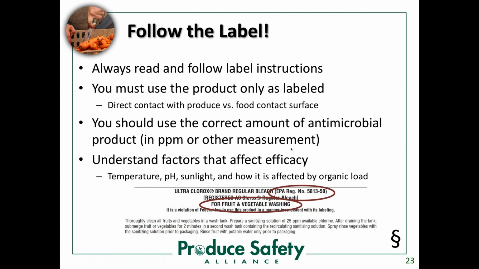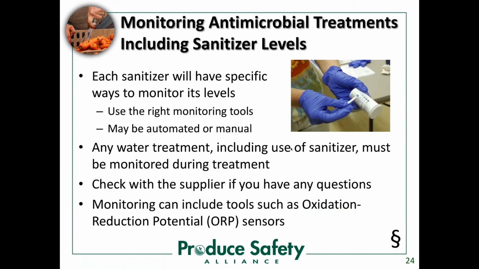And here's an example of a label. I just hammered Clorox, but this particular one is for fruit and vegetable washing. So if it's on the label, then it's okay. It gives you the exact descriptions here, how to use it as a sanitizer, how to clean the tank, and how long it should be exposed. So the label's there to help us.